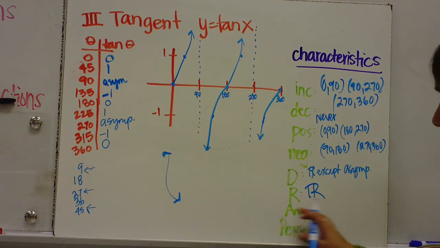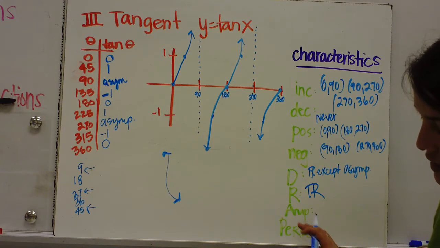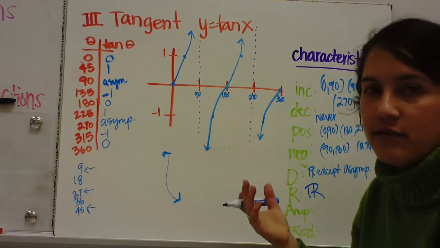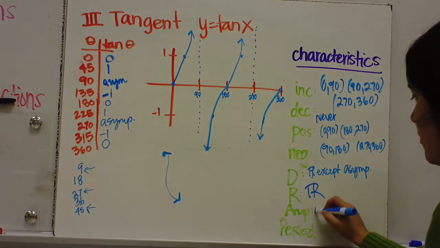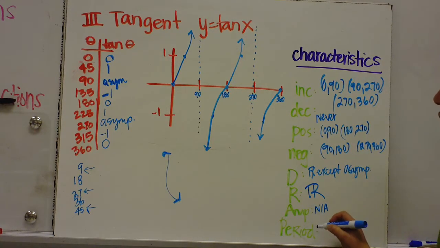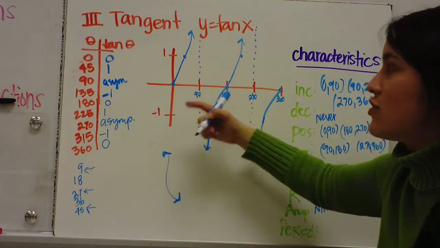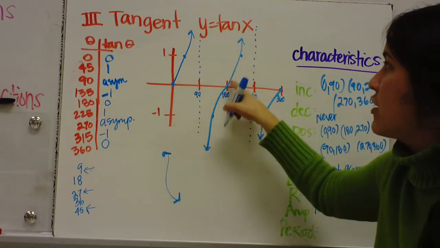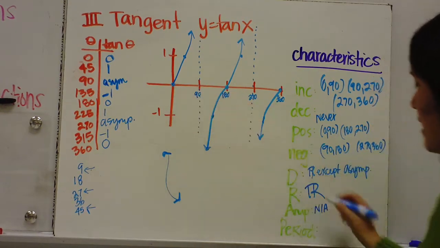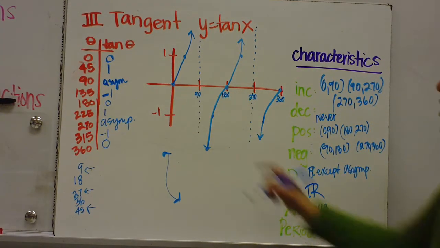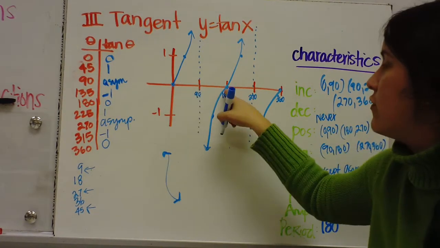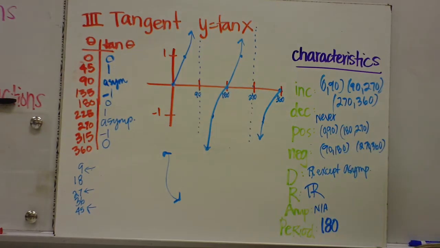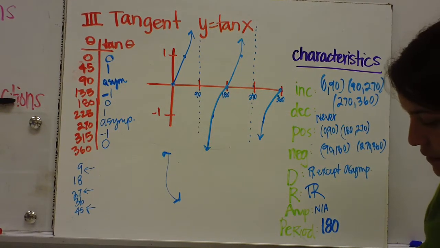The amplitude of this one, now when you look at it, could you say it definitely goes up or down? No. So we don't have an amplitude. And then the complete period. When do you see it start repeating itself? If it starts here and it goes up, the next time you see it going up is at 180. So the period for this one is 180 degrees because from here to here it's repeating itself. Or if you looked at the vertical asymptote from 90 to 270, it's going to be 180. Okay?